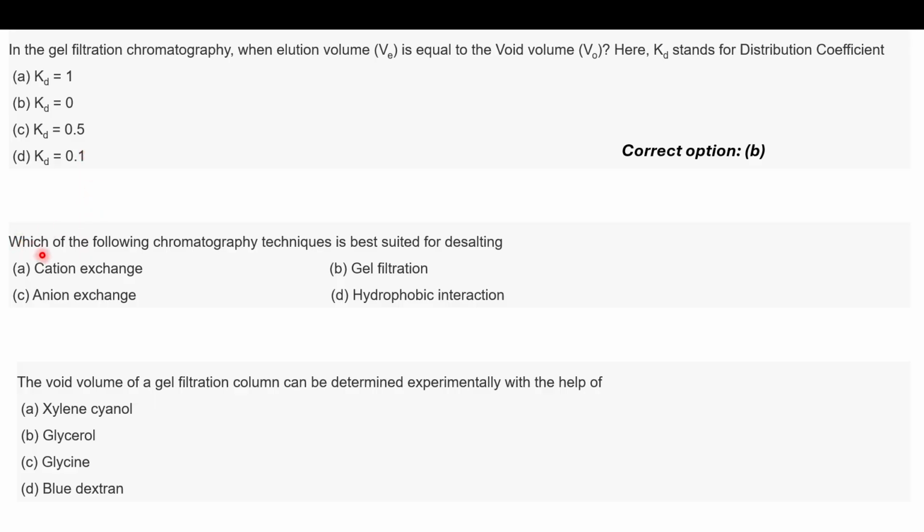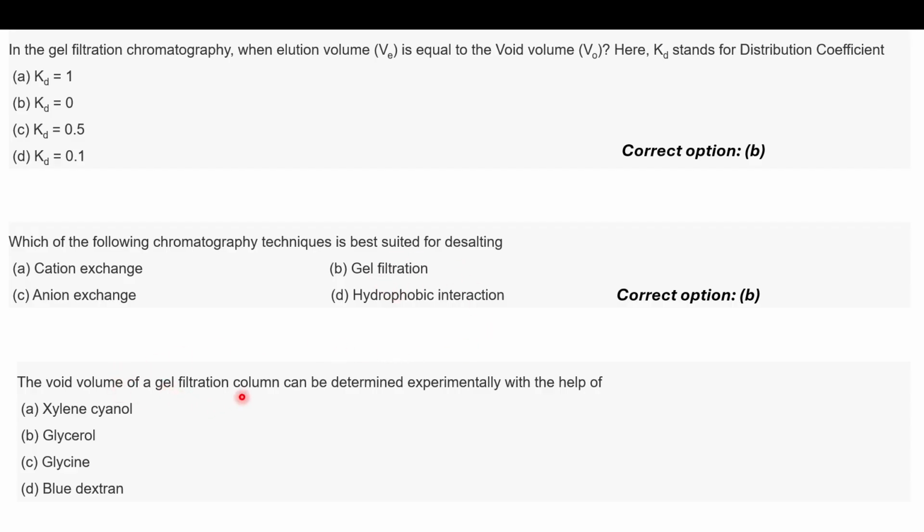Next, which of the following chromatography techniques is best suited for desalting? We have to separate out the salts. Suppose you wish to purify a protein and you need a different buffer condition for storage or for your downstream assays. You have to remove the salts. So what kind of chromatography will be good for that? It is size exclusion or gel filtration, like SEC or gel filtration.